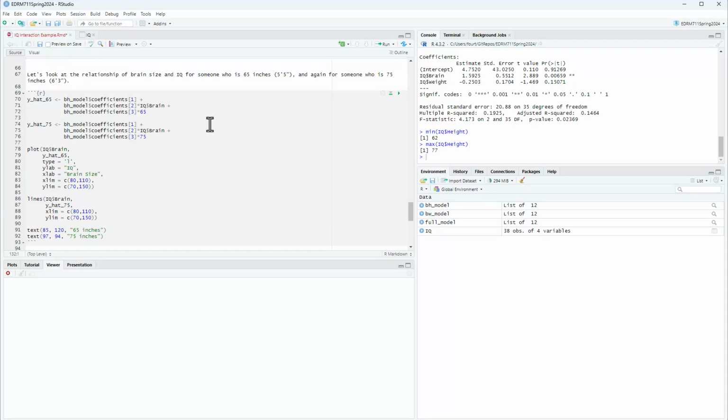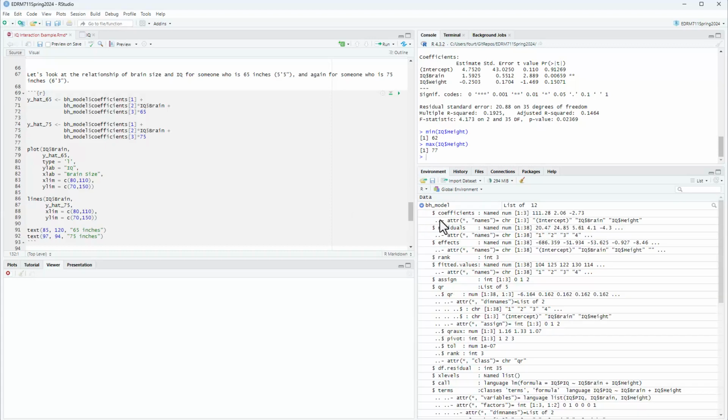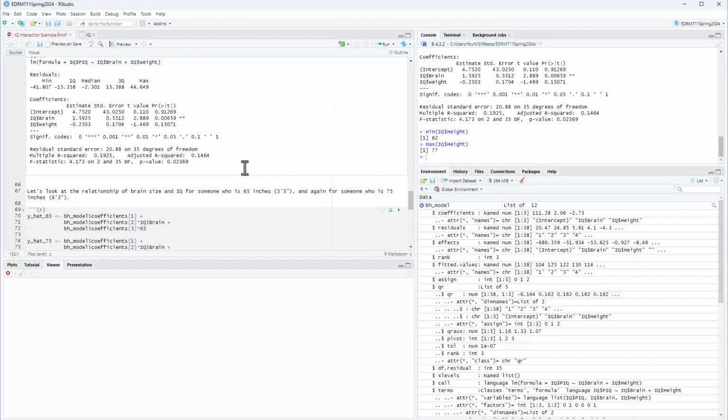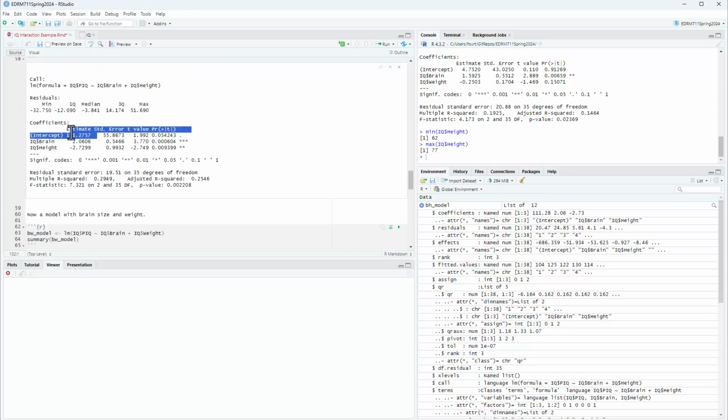First, let me show you what I've done here to get these pictures. This is the model that we chose, BH for brain height, the brain height model. The first coefficient, remember, is going to be the intercept. So if I were to look at each of the coefficients here for the brain height model, you can see them right here on this line, the first coefficient is 111.28, which we also could see back up here, 111.28 in this model we chose, okay?